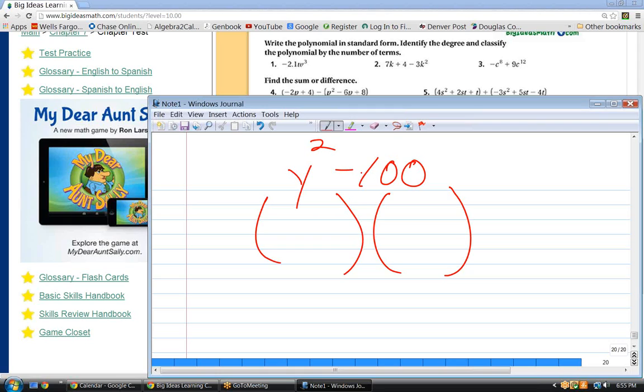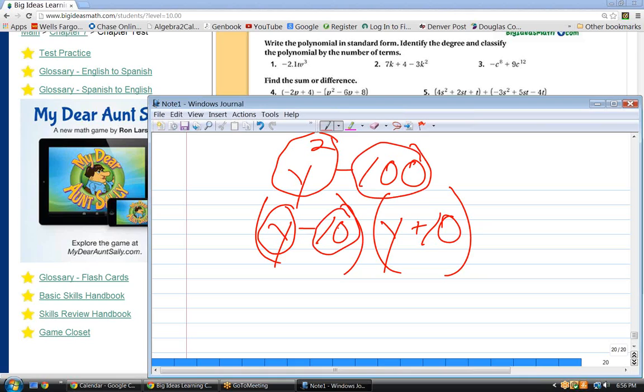So the difference, because of subtraction, yeah, difference of perfect squares. So what's the answer? Y, minus, plus. It's the square root of 100. 10. In other words, I took the square root of that to get this term, and I took the square root of that to get this term. That's all you're doing when you're factoring difference of perfect squares.